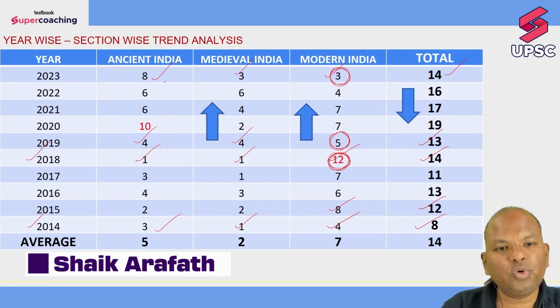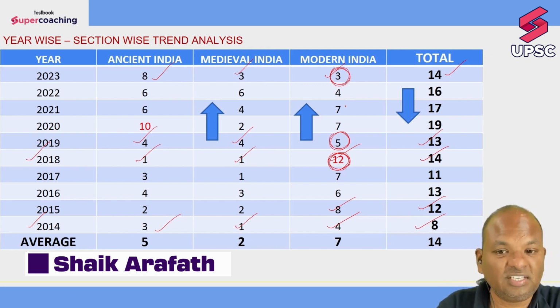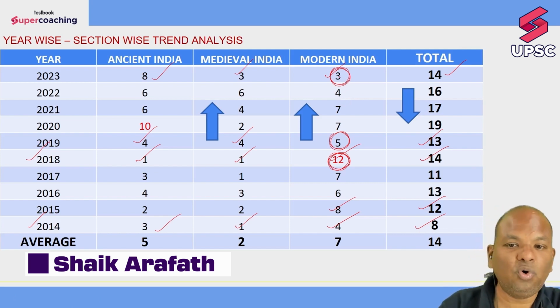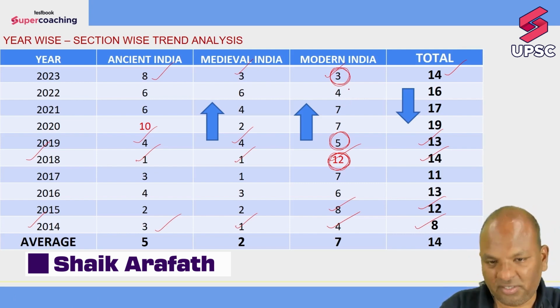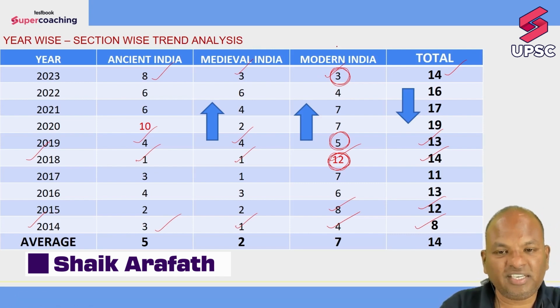Therefore, students should not neglect any topic of history. They should rather give importance to all the aspects of history. Maybe in the next year, that is in the 2024 prelims, UPSC once again may change gears and start asking more questions from modern Indian history. This is what I mean by taking the students by surprise.